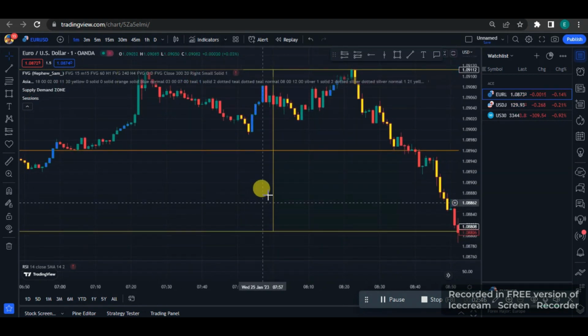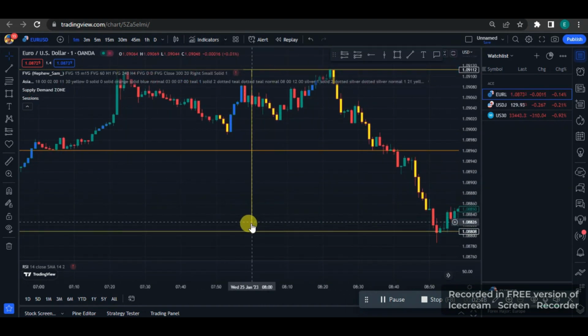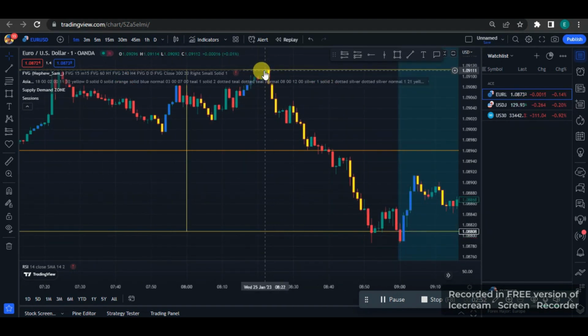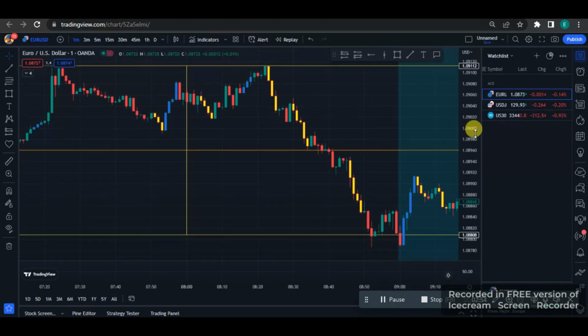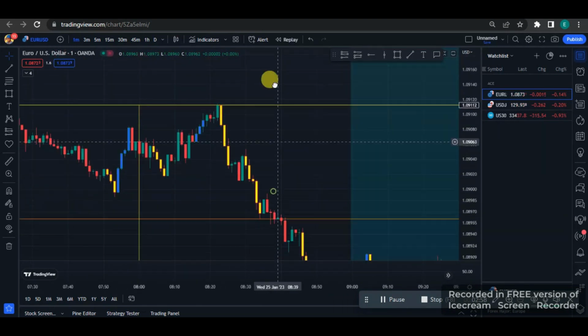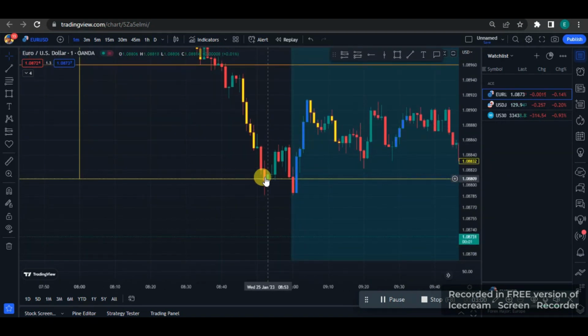London session starts by 8 a.m. in the morning. So all you have to wait for is a breakout. As you can see, this one did not break out. Let me zoom in. This candlestick did not break out above the Asian range. But right here, this one did. This one broke out, then retraced back into the Asian range.